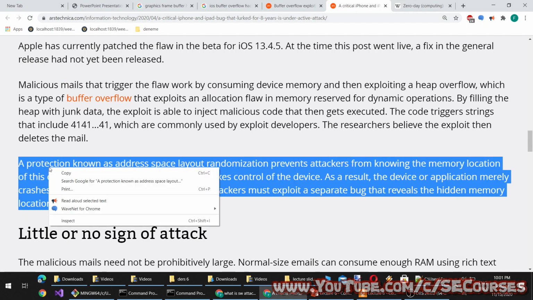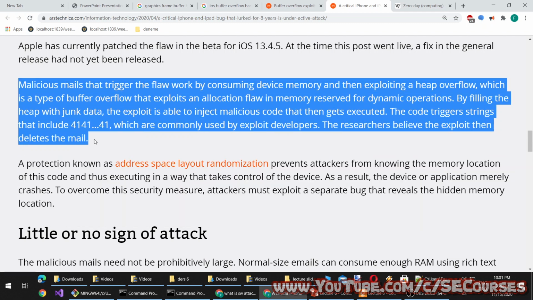Okay. So let's read here again. Malicious mails that trigger the flaw work by consuming device memory and then exploiting a heap overflow, which is a type of buffer overflow that exploits an allocation flaw in memory reserved for dynamic operations. By filling the heap with junk data, the exploit is able to inject malicious code that then gets executed.